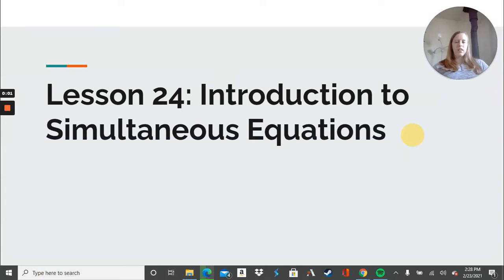Hey, 8th graders, continuing our lovely time on algebra type problems. Today we're looking at lesson 24, which is Introduction to Simultaneous Equations.